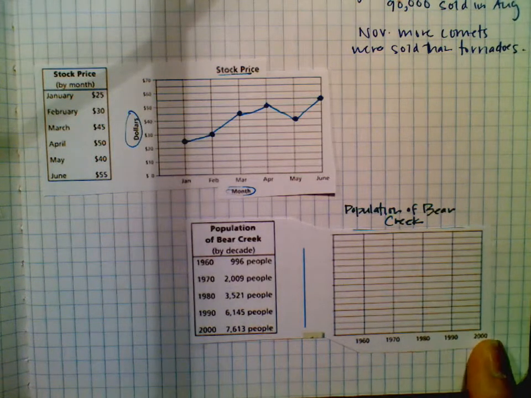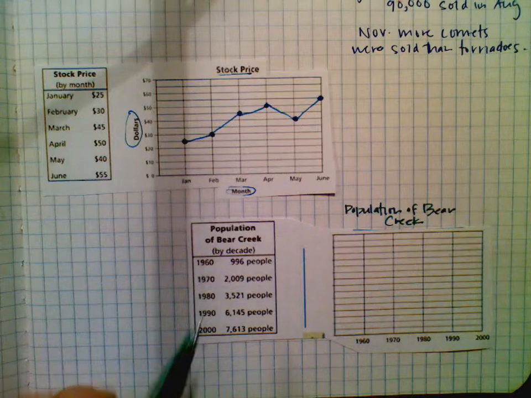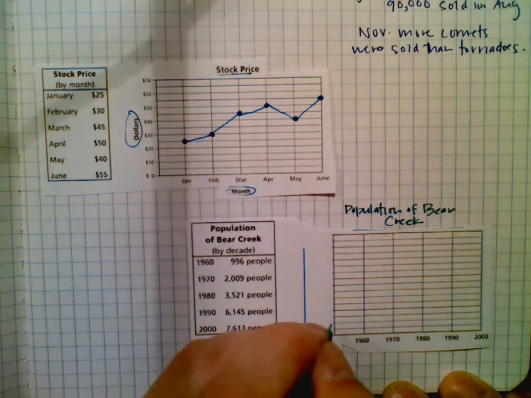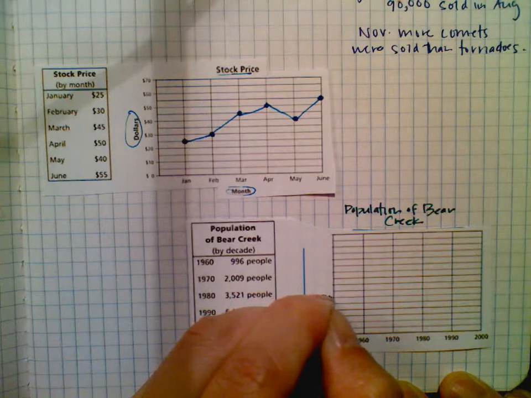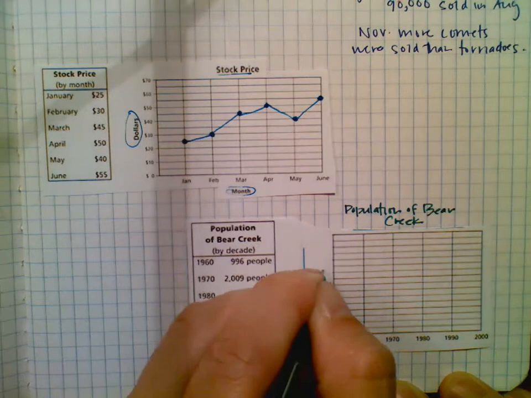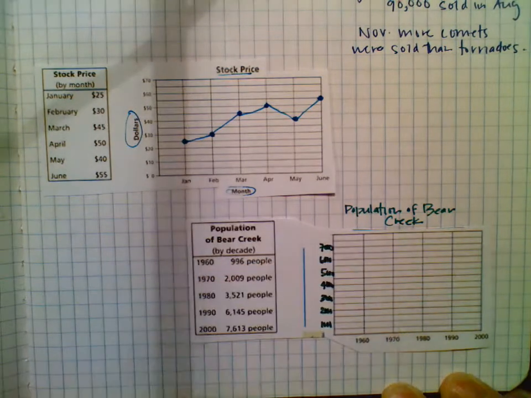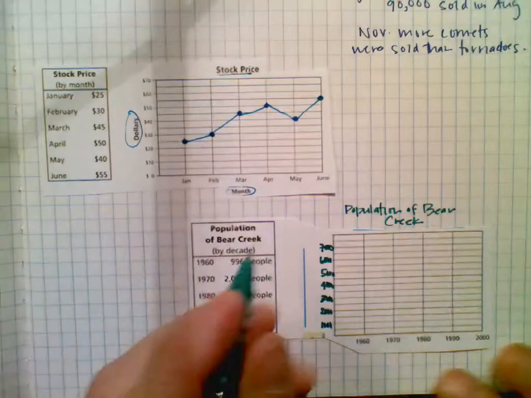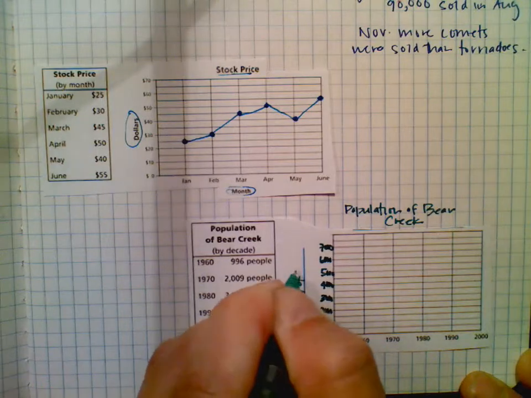1960, 1970, 1980, 1990, 2000. So now we have to figure out what our scale is going to be. We've got 900 to 7,000. So if I just go every line, maybe 1,000. So that would be 1,000. This would be 2,000, 3,000, 4,000, 5,000, 6,000, 7,000. Okay, and we have to give this one a label, and we'll just say number of people.